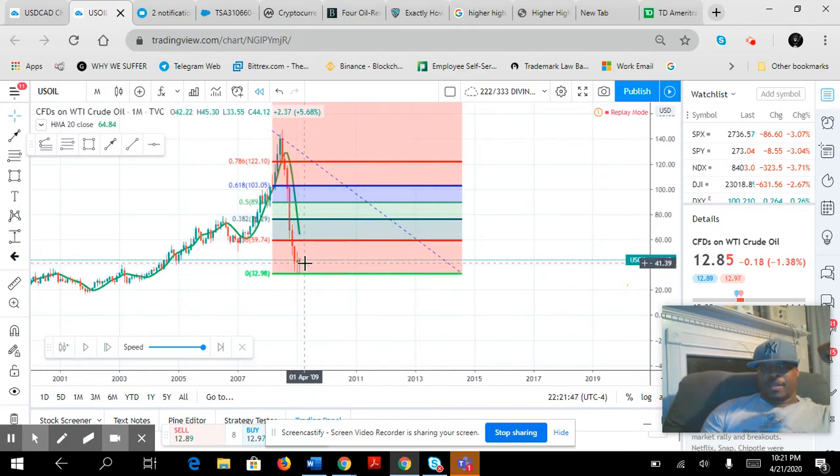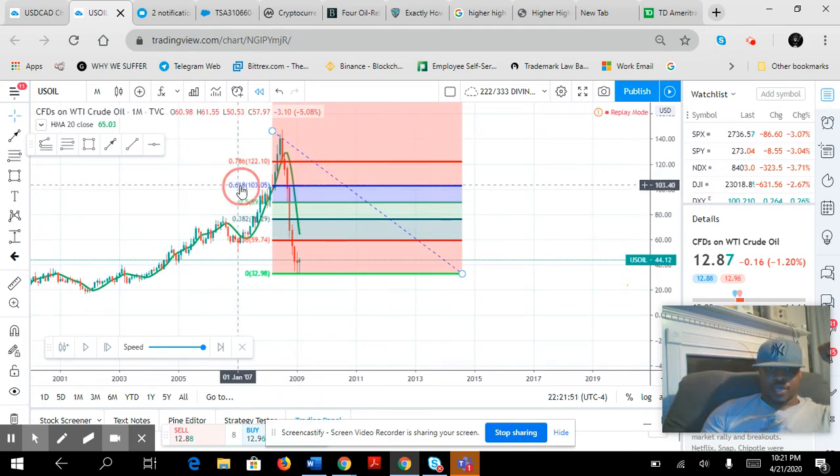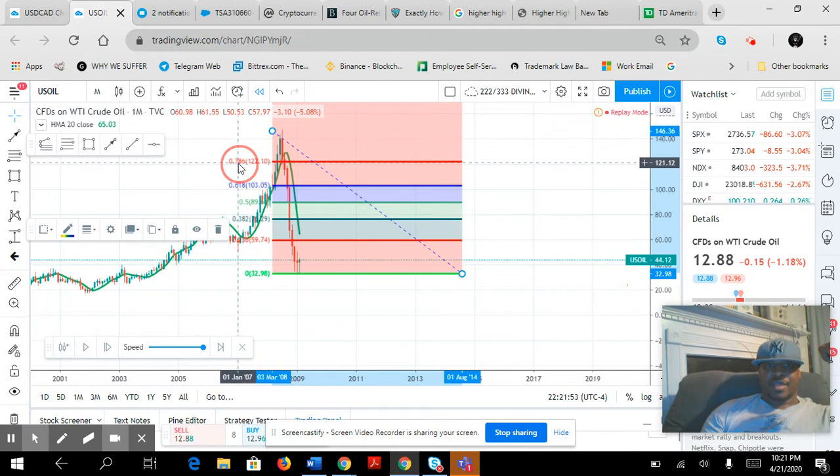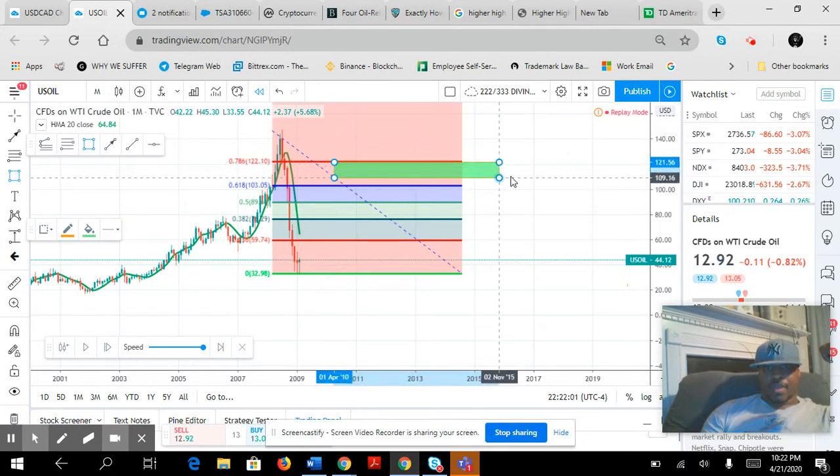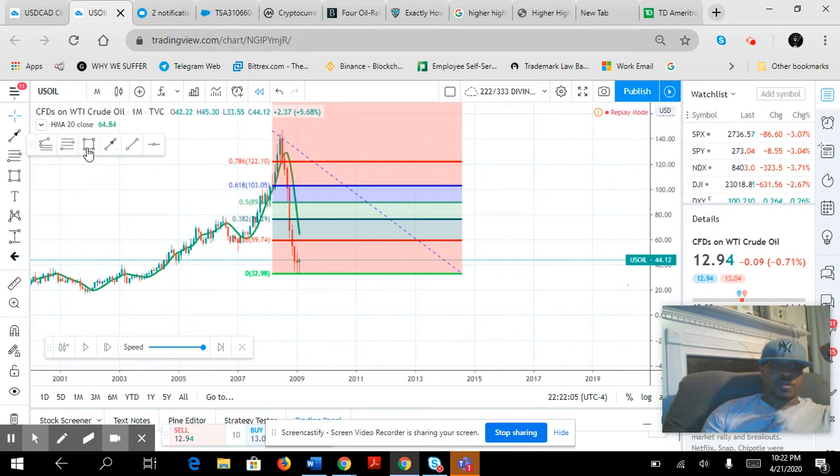What we're expecting is price to work its way back up into what? It's between the 61 and the 78% range. So what do we put? A green box. Put a green box all in this area. What is the green box for? It's to let us know that it's a target area for price to enter.